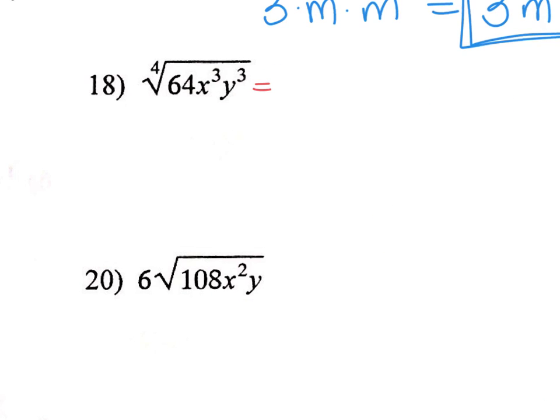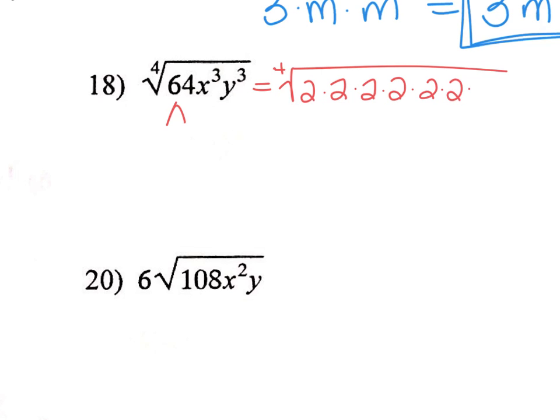All right, this time, whenever you break down, you need to do that part on your own. We've got 2 times 2 times 2 times 2 times 2 times 2. Holy cow, there's a lot of 2's going on here. Oh, I wrote one too many. All right, and then we've got 3 x's and 3 y's.